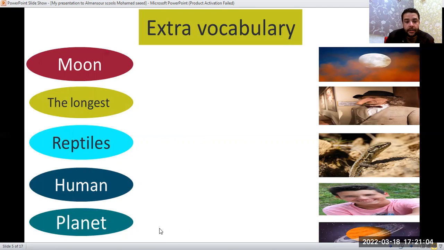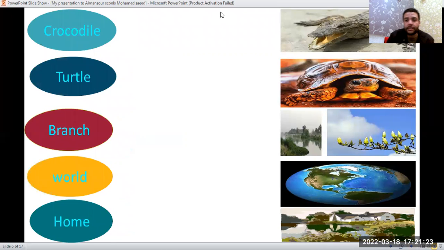Those are planets. We know the planets move around the sun. And crocodile, cro with long O, cu with long U, dial with long O, I, crocodile.